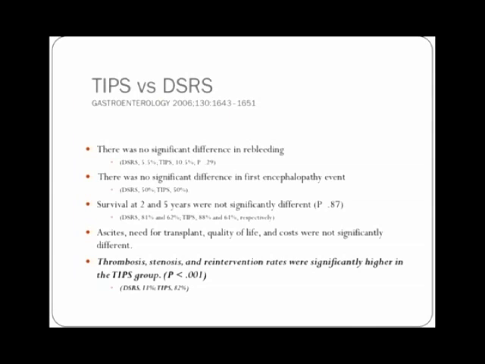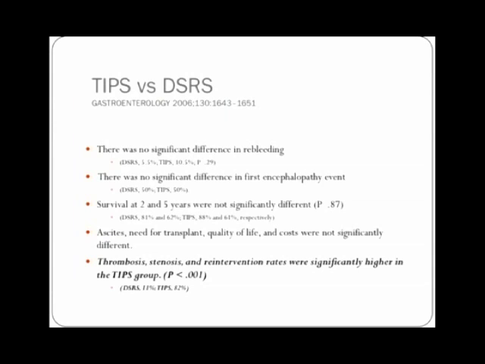We thought that preserving flow to the liver prevented encephalopathy. Well, it turned out that there was no difference in the number of significant first encephalopathic events between the two groups. Survival at 2 and 5 years was not significantly different between those two groups. The accumulation of ascites and need for transplant and quality of life and costs were not significantly different between these two.